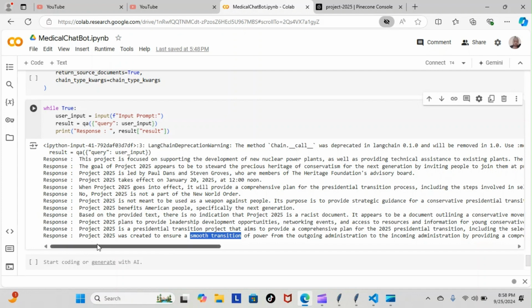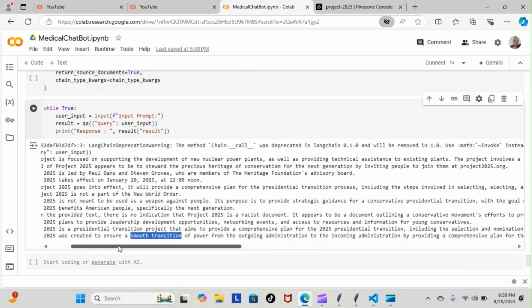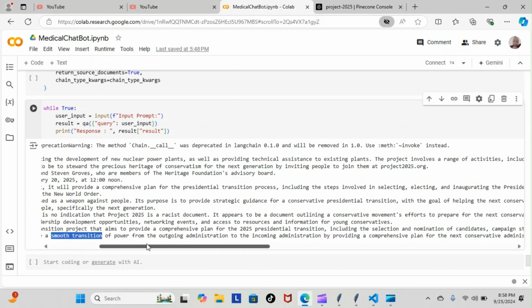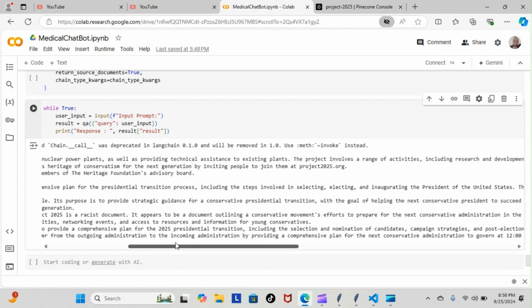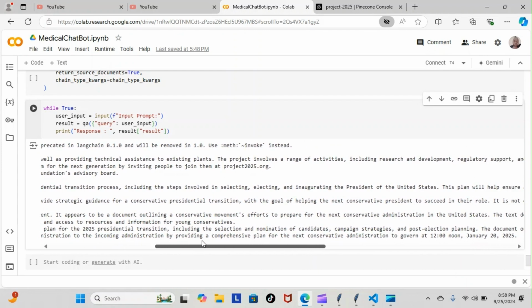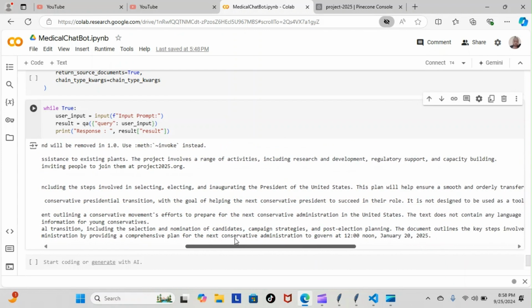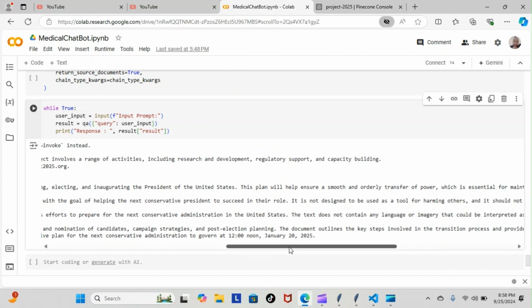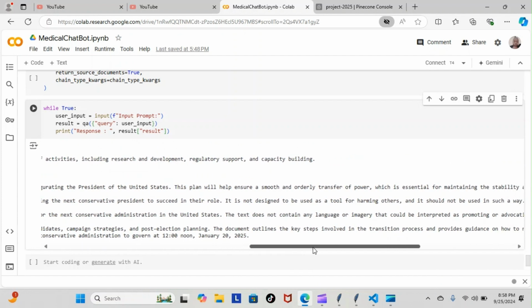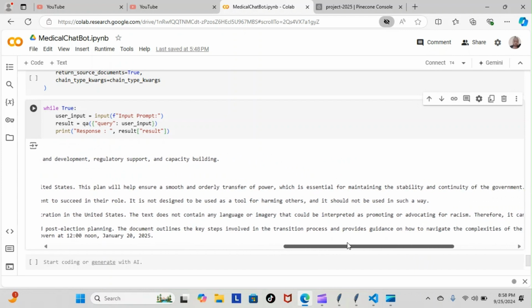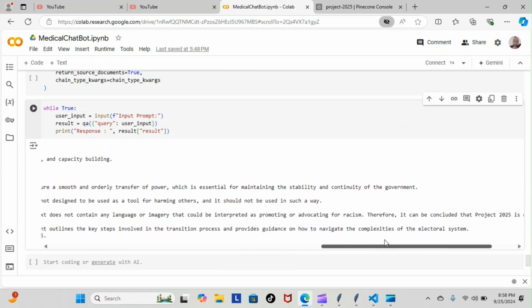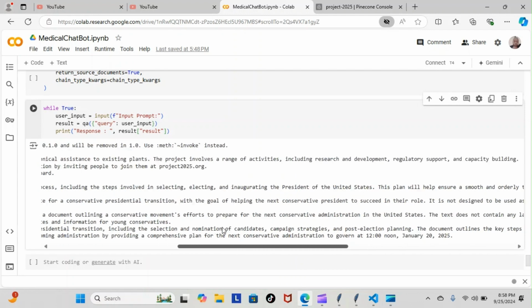Based on the provided text, there is no indication that Project 2025 is a racist document. It appears to be a document outlining a conservative movement's efforts to prepare for the next conservative administration in the United States. The text does not contain any language or imagery that could be interpreted as promoting or advocating for racism. Therefore, it can be concluded that Project 2025 is not a racist document.